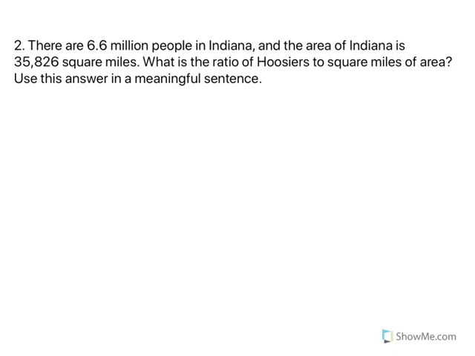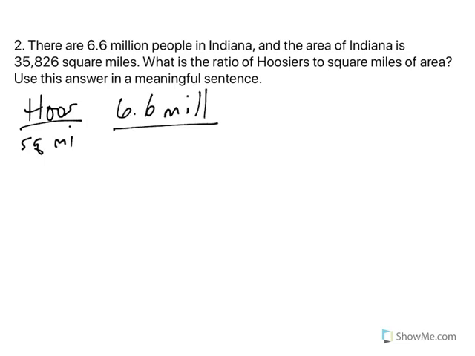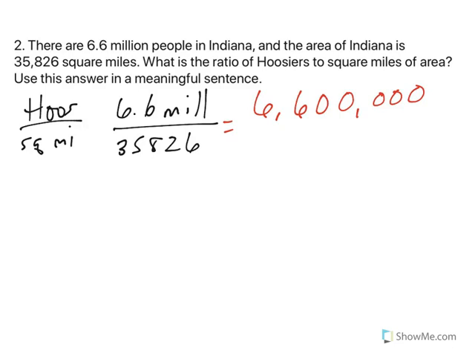Number 2, there are 6.6 million people in Indiana, and the area of Indiana is 35,826 square miles. What is the ratio of Hoosiers to square miles of area? All right, so we're talking about Hoosiers over square miles. And we know there are 6.6 million and 35,826. Well, million means 6 places. So 6.6 million is really 6,6 and then see how we have those 6 extra places past the decimal point, over 35,826. So we divide.